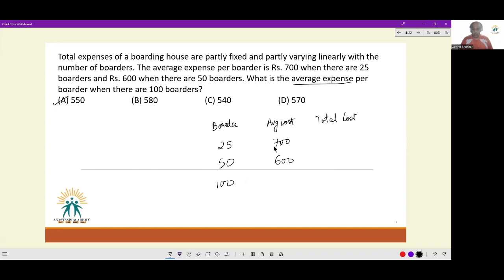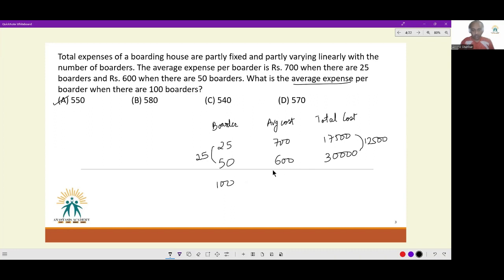Now see, the total cost when we had 25 boarders was 17,500. The total cost when we had 50 boarders was 30,000. Now from the first situation to the second situation, the fixed cost has remained the same. The increment in boarders of 25 has led to an increase in total cost of 12,500.